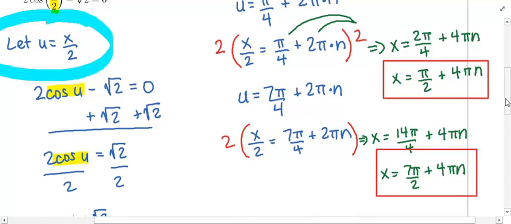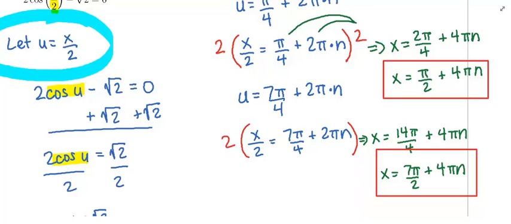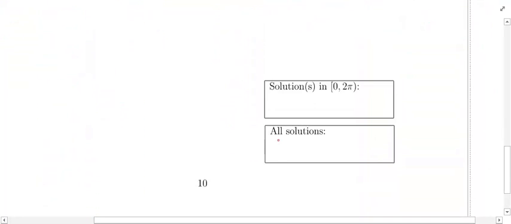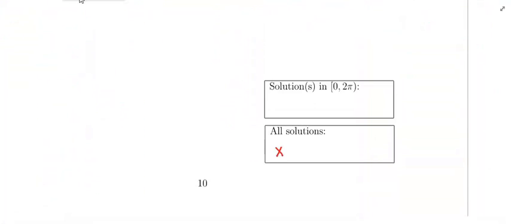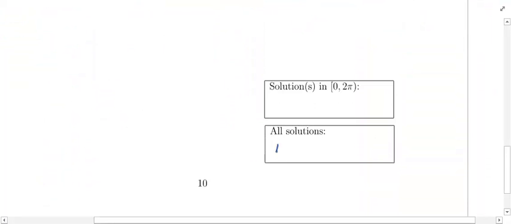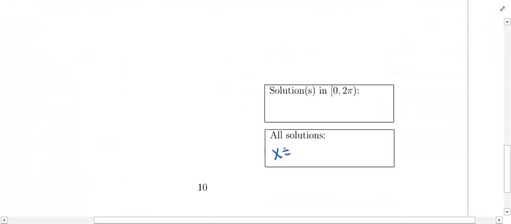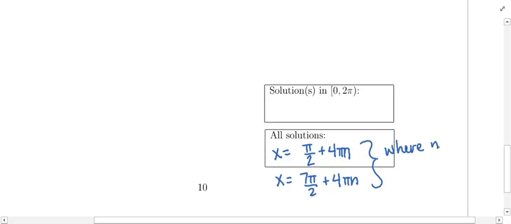Okay, so I'm going to go down to the box and write these statements in. So my general solutions are all solutions. Okay, my first statement is going to be, well, let me change the color. X is going to be pi over 2 plus 4 pi n. Okay, and then the other statement is going to be x can be 7 pi over 2 plus 4 pi n. Okay, and again, this is where n is any integer.